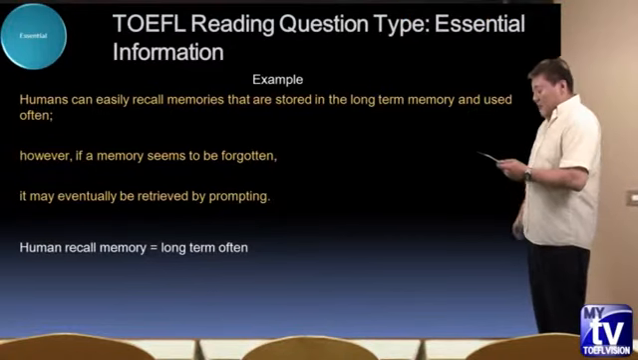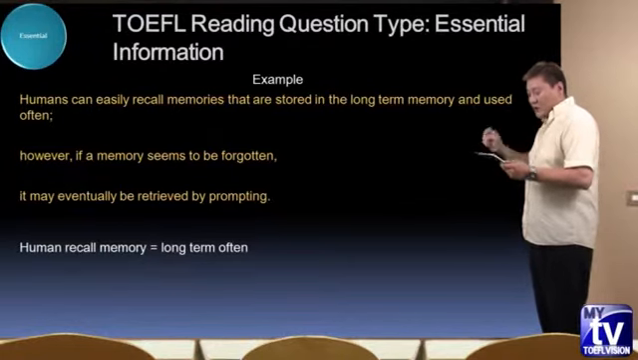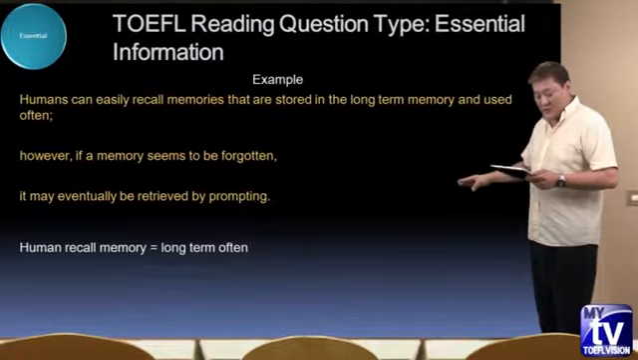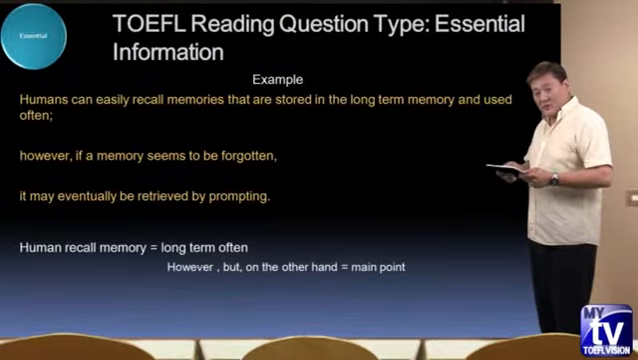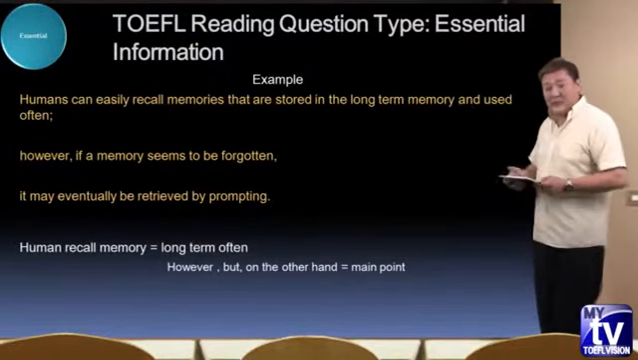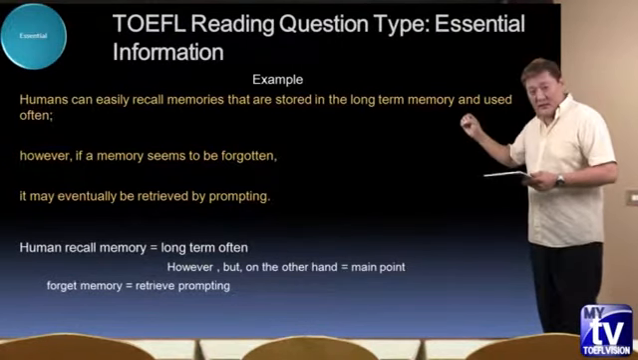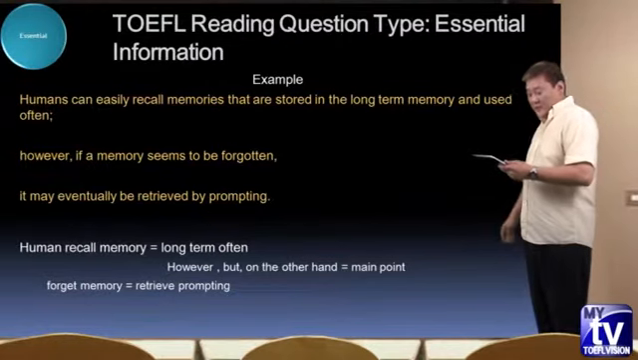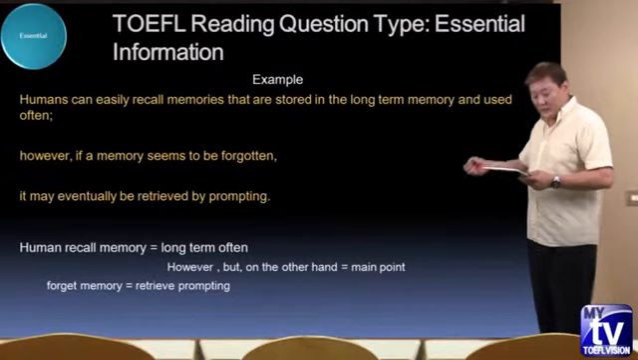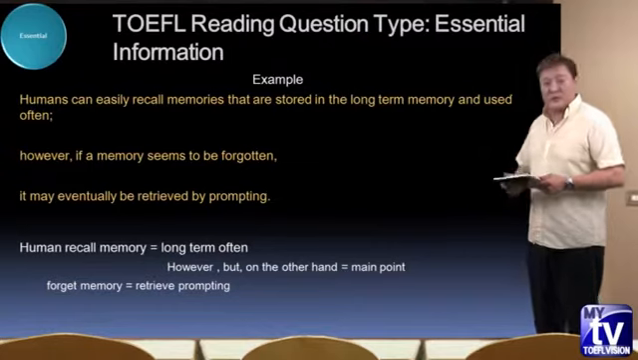So first sentence, humans can easily recall memory. We're going to say human's memory equals long-term, often. Then the next sentence tells you what? We understand however, right? Now the main point changes. What's the main point now? It's not long-term memory. Now it's forgotten memory, right? Equals what? How do you retrieve memory? Prompting. Now we separated it, and you have your full notes.